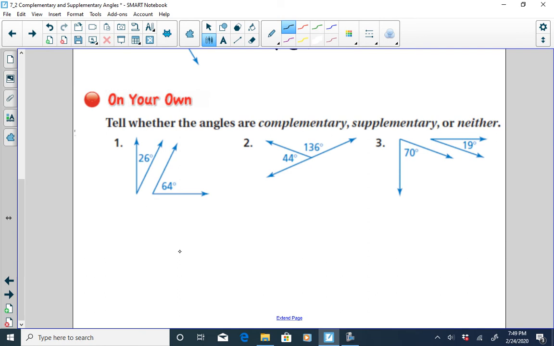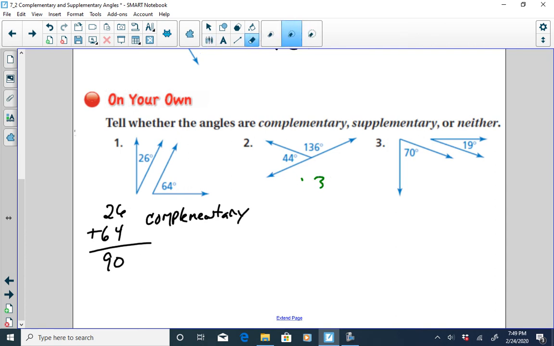Well, let's start with 26 plus 64. 26 plus 64 have a sum of 90, so those angles would be complementary. Alright, let's take a look at our next example. We have 44 plus 136. 136 plus 44, that's going to be 180.